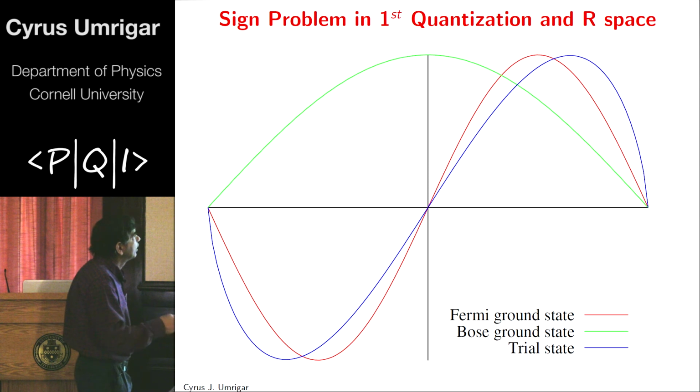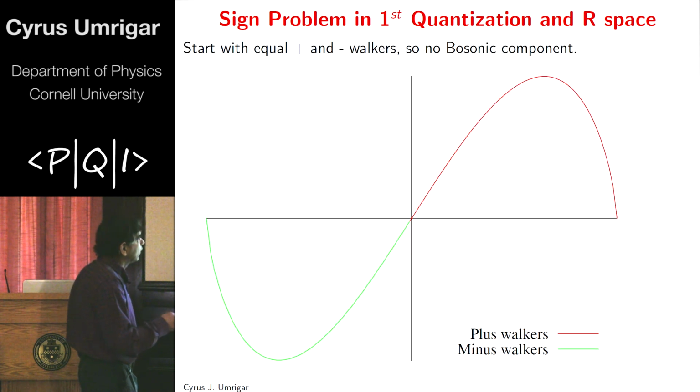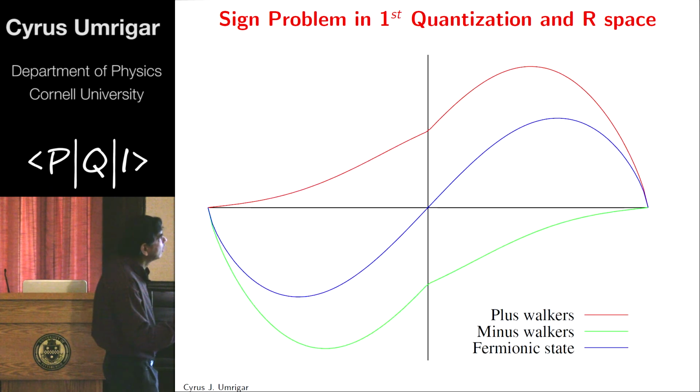What I'm denoting in green is a bosonic wave function. The red is my fermionic wave function, which is the wave function that I'm interested in. But what I have available to me is an approximation to the fermionic wave function, which is this blue curve. Now, what I can do is start with plus walkers sampled from the plus lobe of my trial wave function, and minus weight walkers sampled from the negative lobe of my trial wave function. And then I can evolve those.